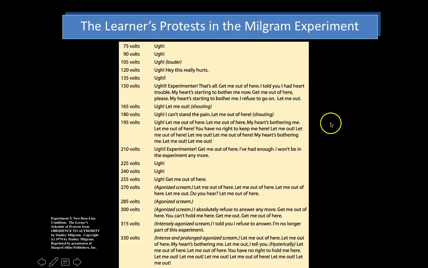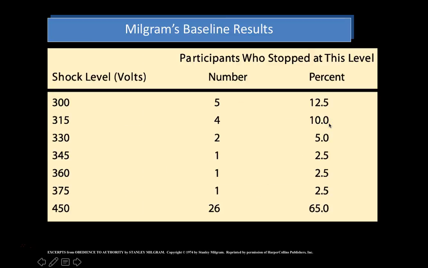So what's going on here? What did he find? This is what he found. In the baseline results, the first experiment, he found that 65% of the participants went all the way to 450 volts. Because if it gets to 450 volts, by that time the learner isn't even responding. God knows what happened to him.